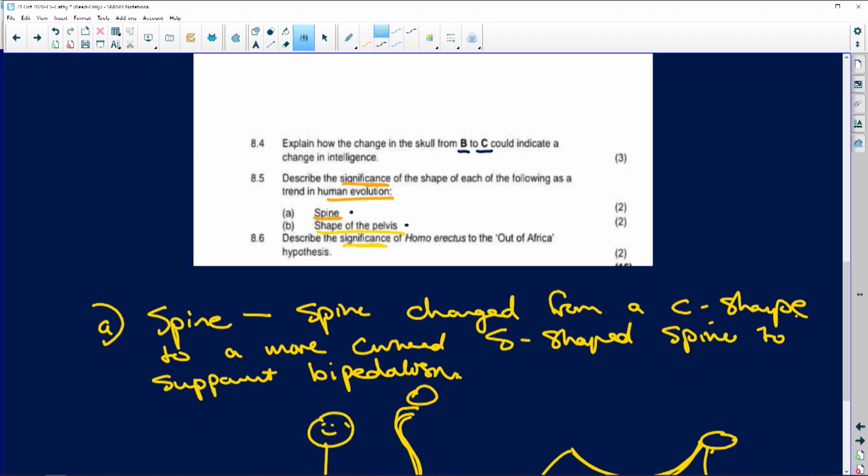But the question I want to look at specifically today is to describe the significance of Homo erectus to the out of Africa hypothesis. Now, what does the out of Africa hypothesis mean? Well, we live in Africa and we can really be proud of that. Genetically, they have traced back our connection to one specific female who they named Mitochondrial Eve. She was in Africa, and every living human on the planet can be traced back to Mitochondrial Eve.